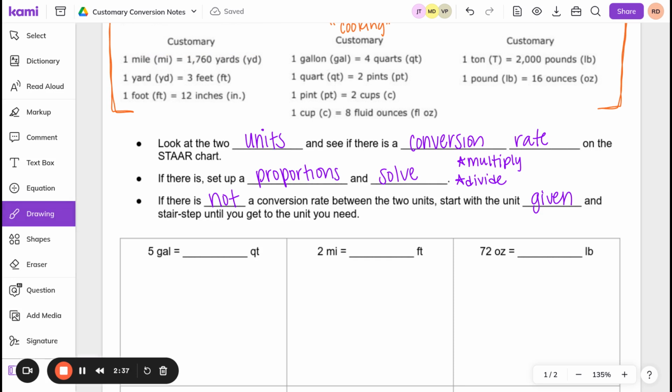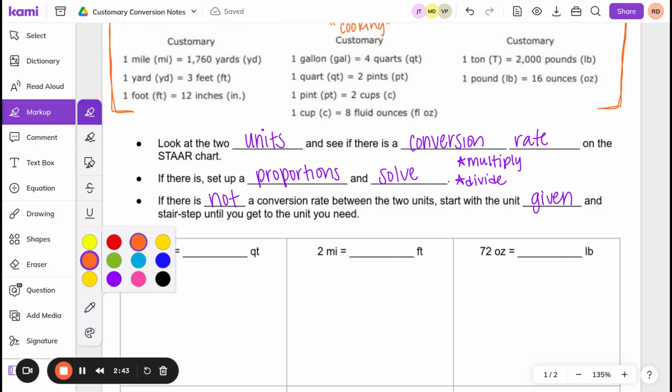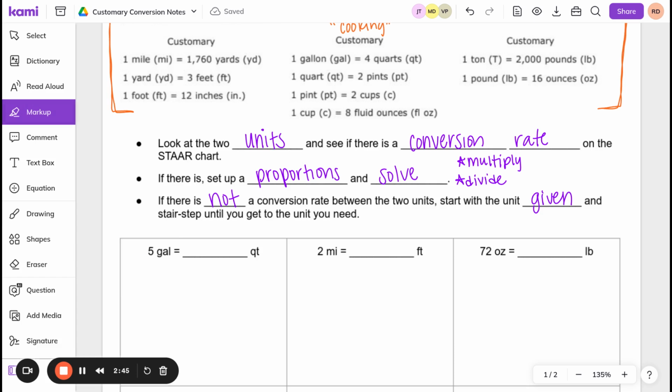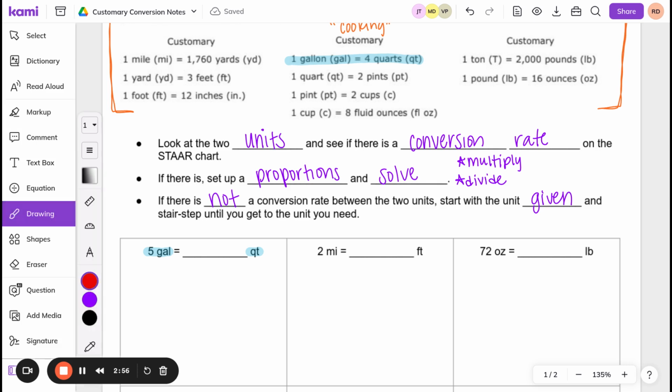So our first example right here, we have 5 gallons to quarts. So I'm going to use the highlighter tool to kind of help us stay organized. We're going 5 gallons to quarts. So up here, it already has gallons to quarts. So because we're talking about ratios and rates, we're just going to keep that order the same. So we have 1 gallon equaling 4 quarts. So gallons over gallons, quarts over quarts.